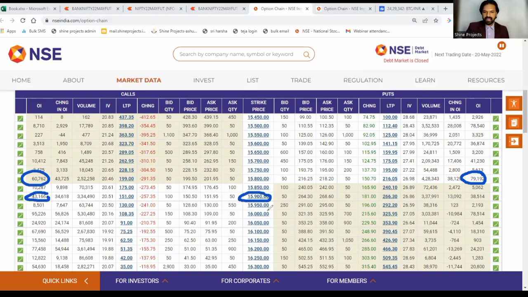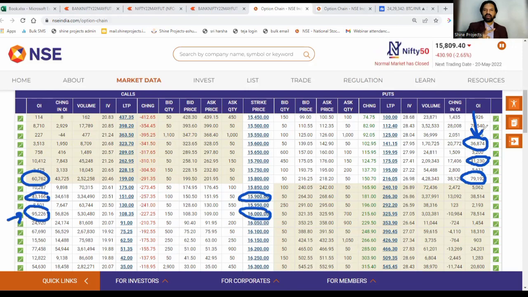The next one I'm looking at is the 16,000 level, and call writing is intense at the 16,000 level. So what is your observation? Looking at put writing and call writing, I can clearly observe that 1 lakh is a bigger number when you compare with this. So it's a comparative analysis. Are the call writers on the higher side, or the put writers on the higher side, closer to the current level of Nifty? That is what we are trying to look at.